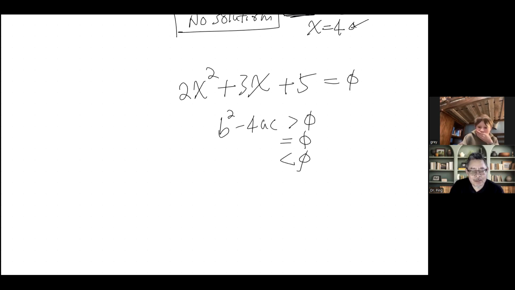Well, we need to check, do we have a solution? Okay, we're going to use this one. This is called the determinant.